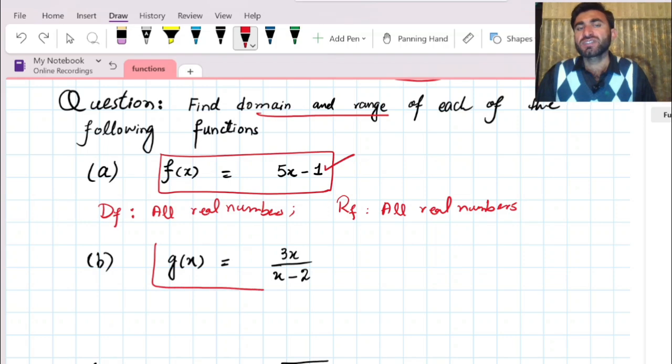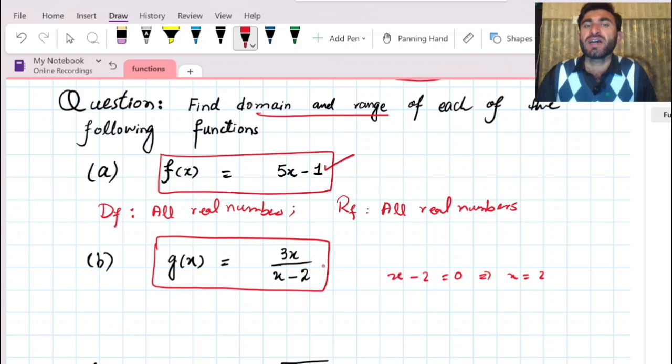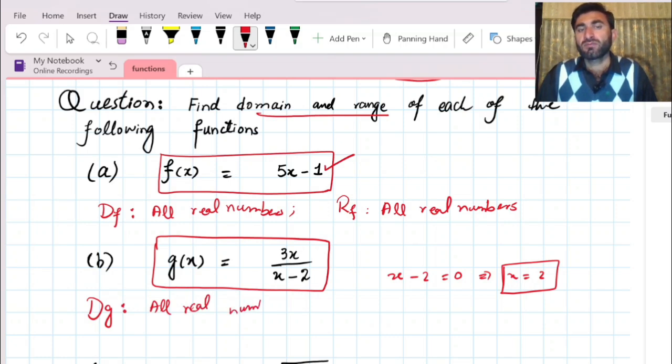Now coming to the second function, g of x equals 3x divided by x minus 2. That is a fraction, and we know that a fraction can be undefined if the denominator becomes 0. X minus 2, if it is 0, then x will be definitely 2. So we can directly say that this function will be undefined at x equal to 2. So that cannot be part of the input. That's why the domain of function g will be all real numbers except x equal to 2, or we can directly say that x not equal to 2.